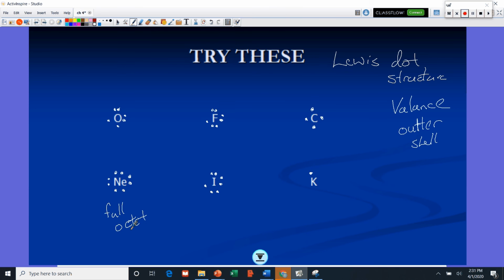That's why it's considered to be stable. So it already has 8 electrons around it. Iodine is in column 7A, so it has 7 electrons. And then potassium is in group 1A, or group 1, so it has 1 electron.